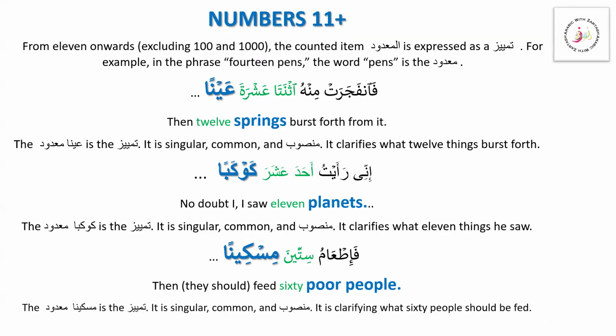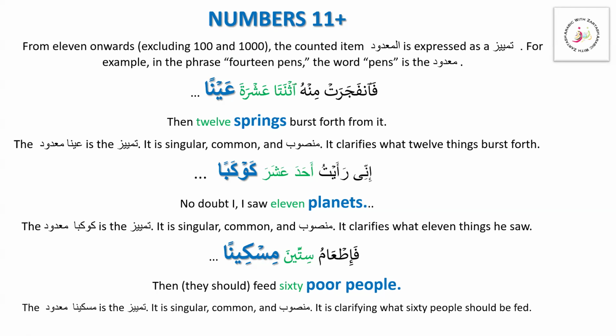Now we are going to talk about the numbers. As we mentioned, there are asma that take the tamyiz, and they are two: isim tabdil, and numbers 11 and more than 11, or 11 plus. So here in numbers, 11 onwards, excluding 100 and 1000, we are not going to include them in these 11 plus numbers.